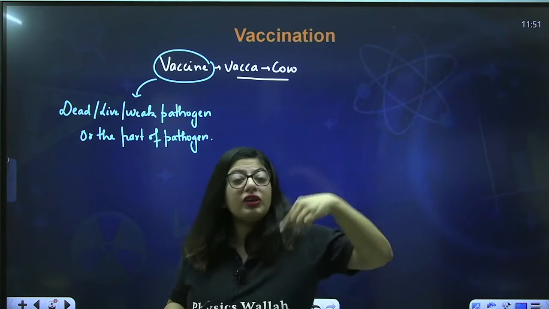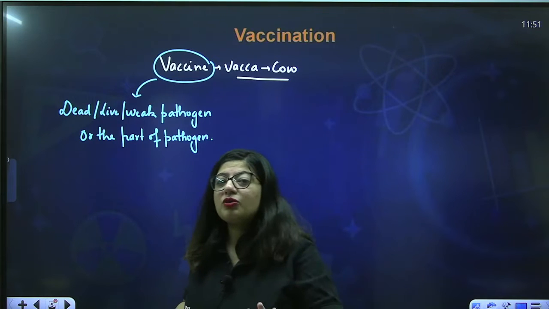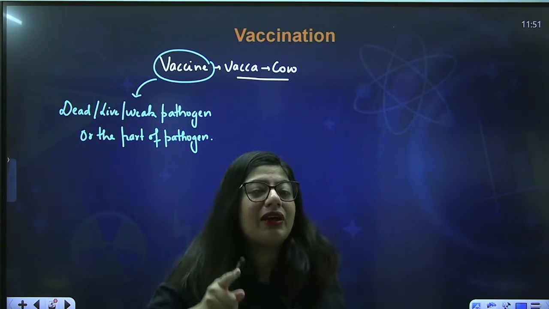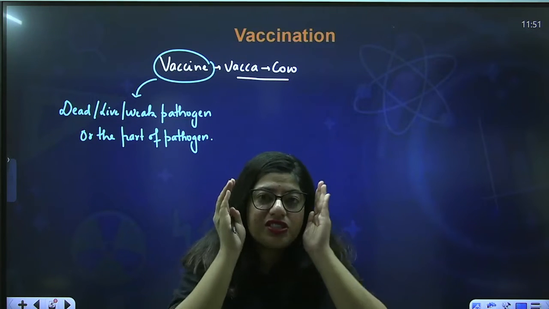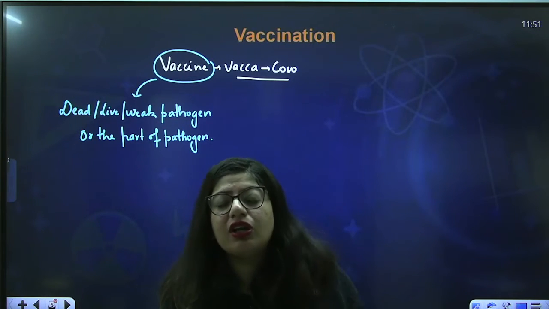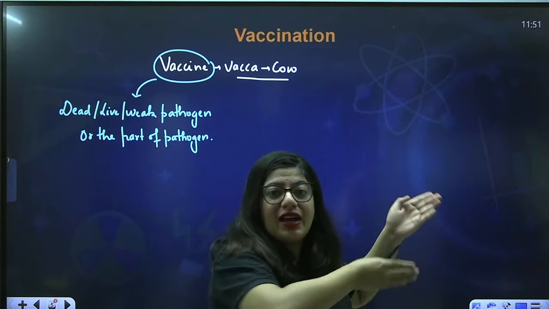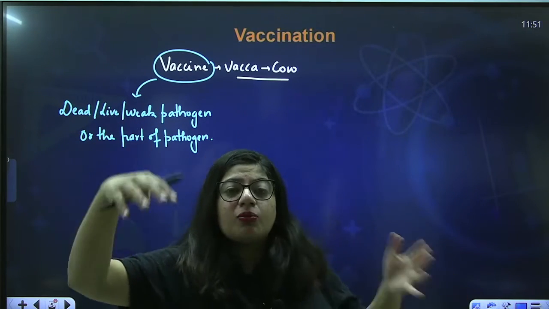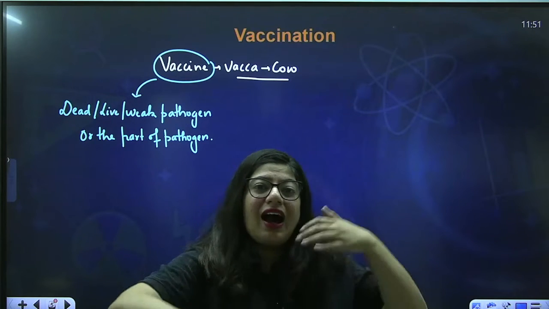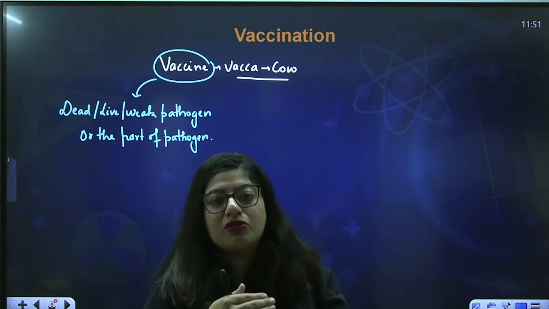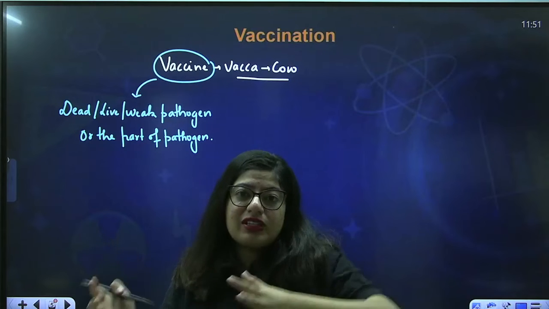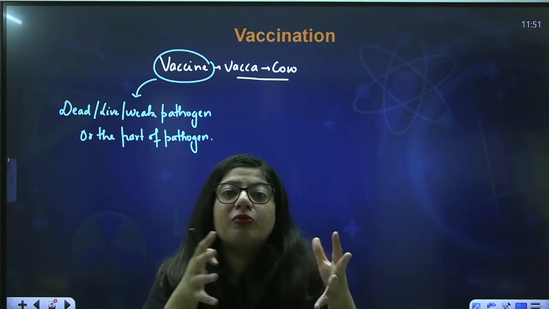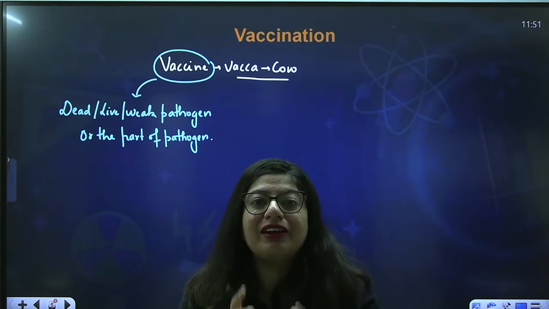The pathogen is too weak to cause you a disease, but the immune system thinks the pathogen has arrived. We have deliberately made it dead or weak. We are just exposing the body to the antigen so that the body thinks the pathogen has arrived and starts producing antibodies and memory cells. So by giving a vaccine, you are artificially generating a primary immune response, so that the second time when the actual pathogen comes inside your body, the immune system is already ready to kill it.